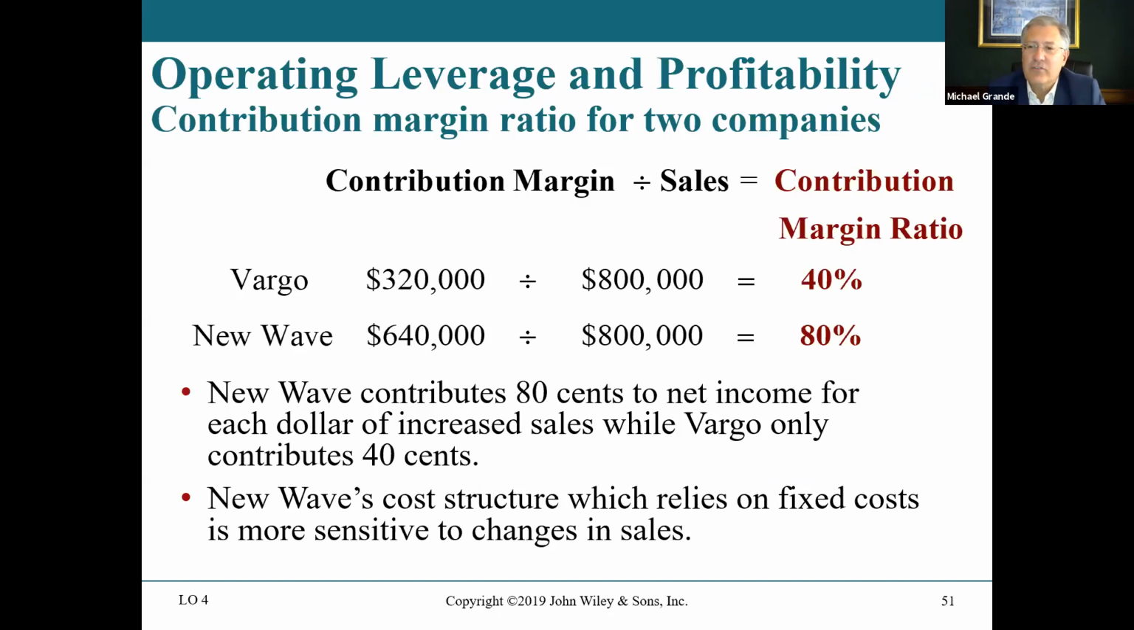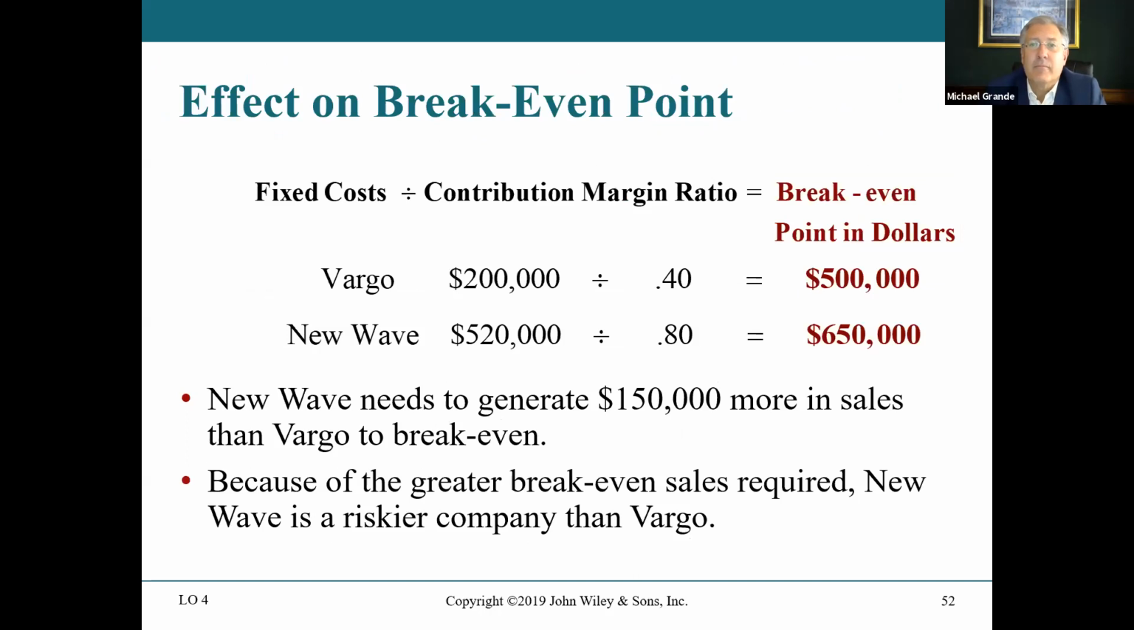Therefore, New Wave's cost structure relies on fixed cost, is more sensitive to changes in sales, right? New Wave has substantially more fixed cost. They rely on fixed cost. They're more sensitive to changes in sales. Effect on break-even point. You can clearly see here, it's the fixed cost divided by a contribution margin ratio. New Wave has a much higher break-even point in sales dollars, $150,000 more.